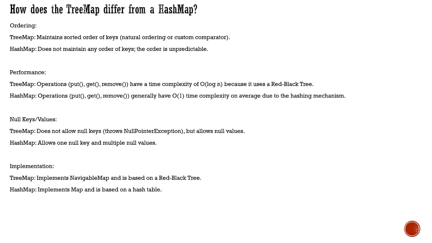Now, HashMap has O(1) time complexity on average, due to the hashing mechanism happening under the hood, right? Now, when you're dealing with null values, TreeMap will not allow a null key, but it will allow null values, right? Because when you try to store a null key, it will throw a NullPointerException. But HashMap will allow both. Now, implementation wise, TreeMap implements NavigableMap and is based on a red-black tree. But HashMap only implements Map, and it is based on a hash table basically.